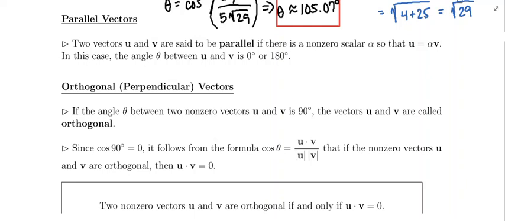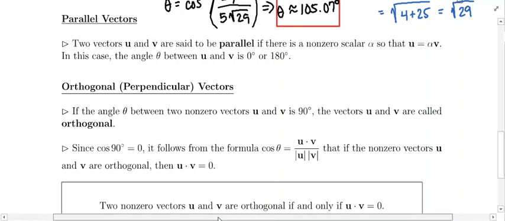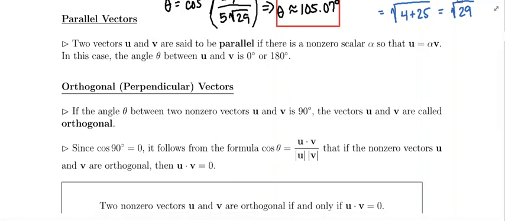Now that we know how to find the angle between two vectors, we're going to be able to determine whether two vectors are parallel, perpendicular, or neither. So let's talk about parallel vectors. What does it mean for two vectors to be parallel?